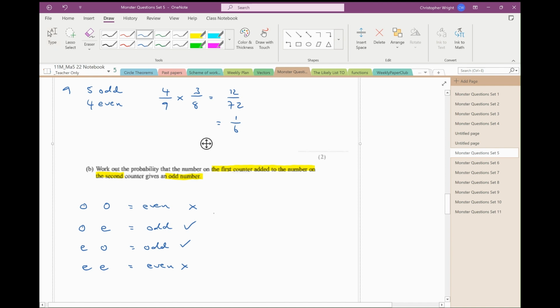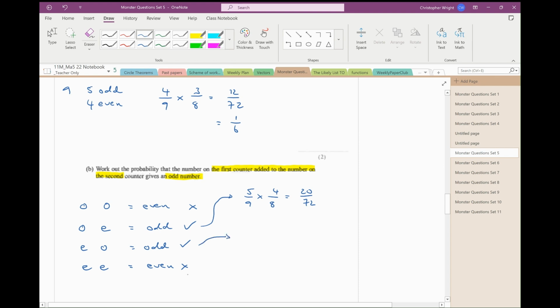Right, let's look at this first one. Probability of an odd followed by an even. Well, to start with, there are 5 odds out of the 9. If she takes one of those and doesn't replace it, what's the probability of the next one being even? Well, 4 out of 8. So the probability of that outcome is 20 out of 72.